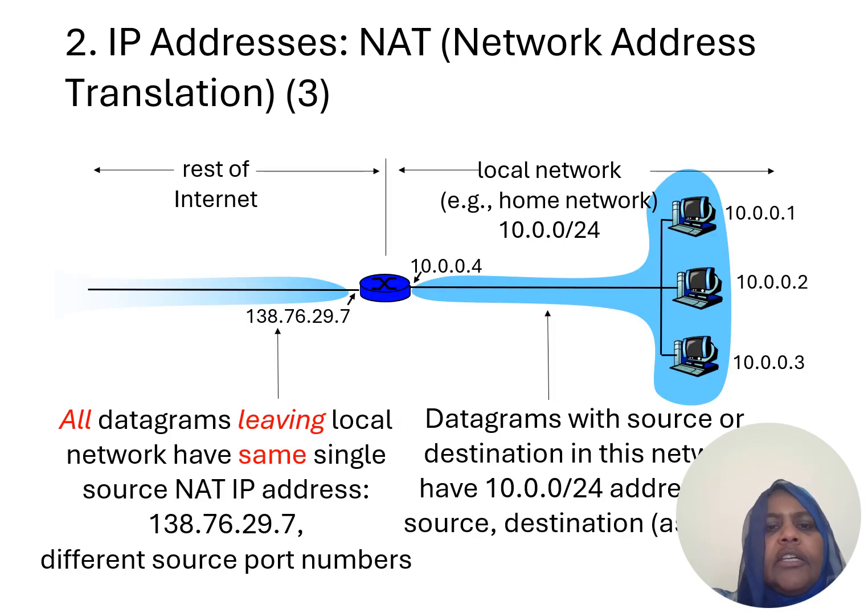As we can see here, all the datagrams leaving the network have the single source IP address and different port numbers. The datagrams with the source or destination in this network will have the same internal IP addresses.